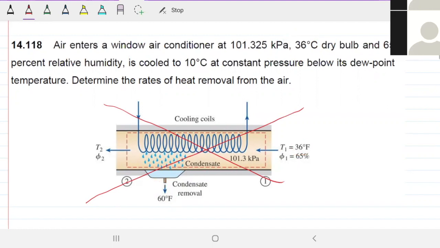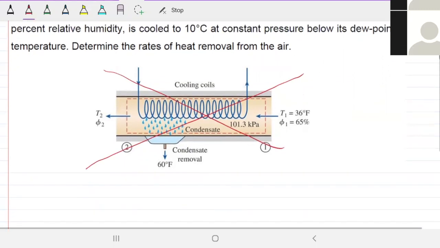I'm going to redraw this system for us, okay? That's probably the hardest thing on this question, because this image does not go with it, so it just throws you off. So 118. Air enters a window air conditioner at atmospheric pressure, 36 degrees dry bulb temperature, that's the air temperature that we've been using, and 65% relative humidity. It's cooled to 10 Celsius at constant pressure below its dew point temperature. Determine the rate of heat removal from the air.